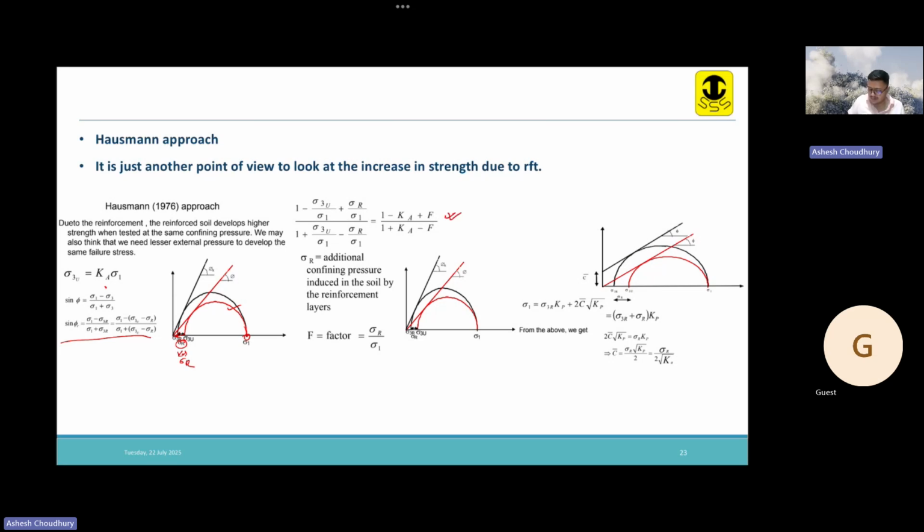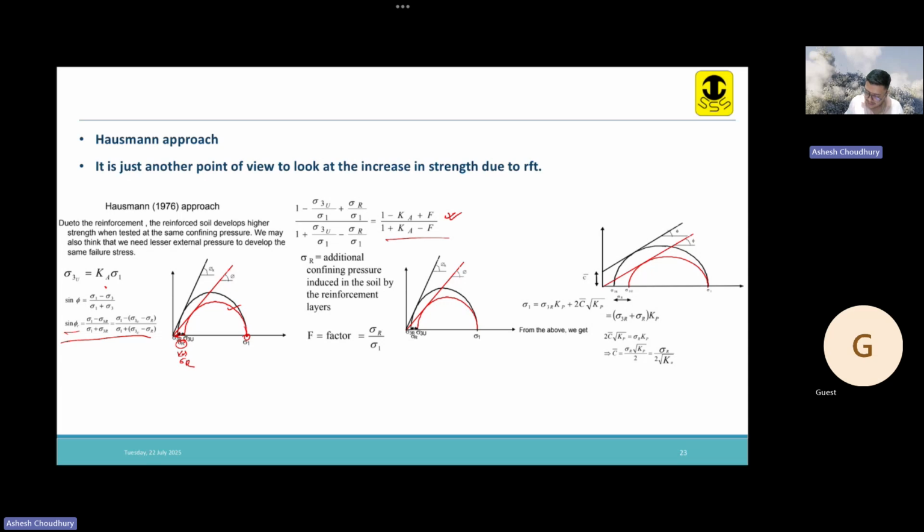Now sigma r is the additional confining pressure induced in the soil by the reinforcement layers. This additional pressure is not supplied by us, but is actually given by the reinforcement. Yes, that is my sigma r. F is a factor, given as sigma r by sigma 1. Similarly, sine phi r can be written like this, right? Here you can see the denominator is obviously going to be less than 1, so sine phi r will be higher than sine phi. Okay.